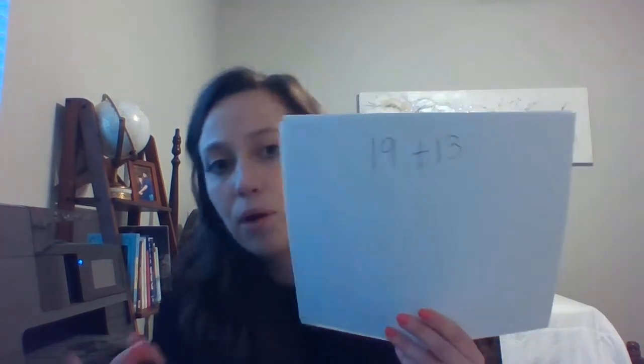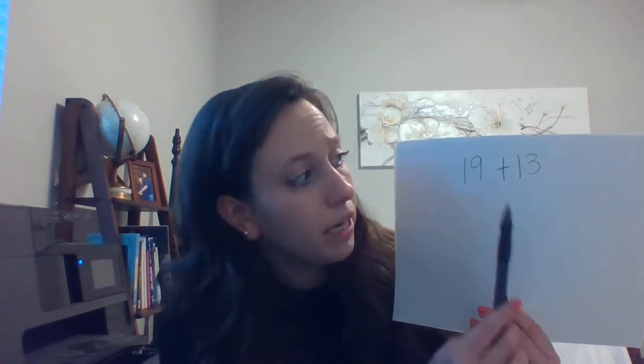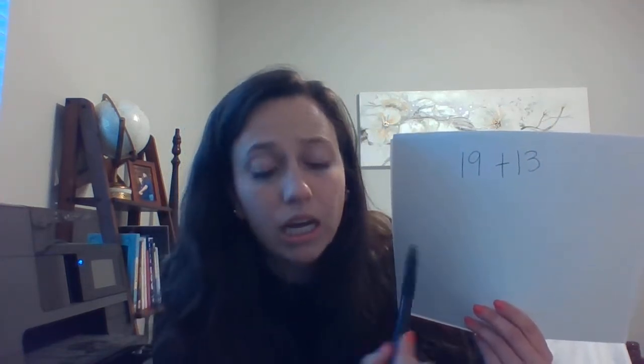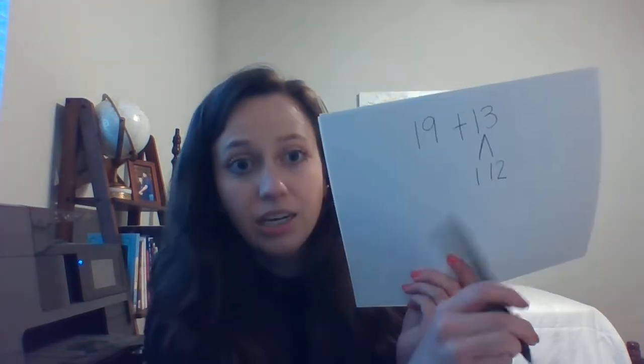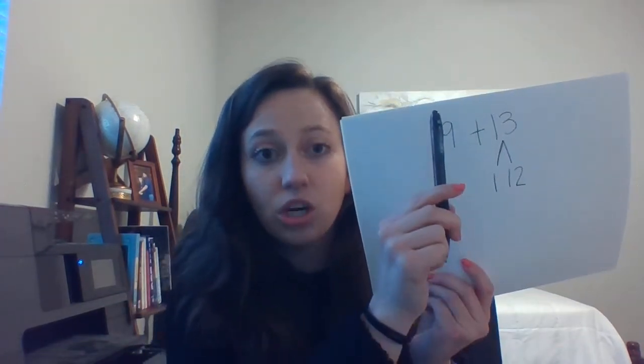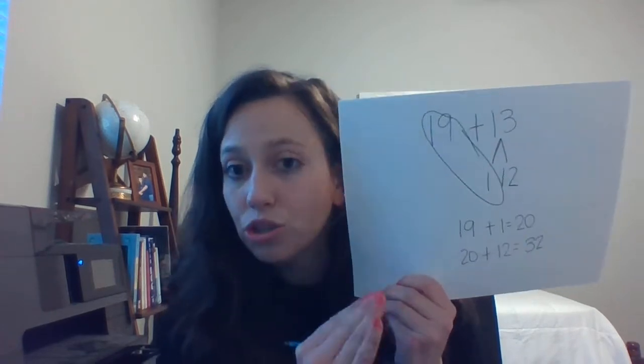So for example, they would get a problem like 19 plus 13. And when I say making a new 10, I mean how many more does 19 need to make 20? They're supposed to tell you 1. So they would break 13 into 1 and 12. Okay, so 1 plus 12 makes 13. And then they would circle the new 10, which would be 19 and 1. And so their first number sentence will be 19 plus 1 equals 20. And then 20 plus 12 would equal 32. Okay, so that's the new strategy.